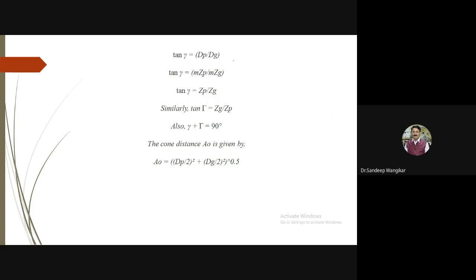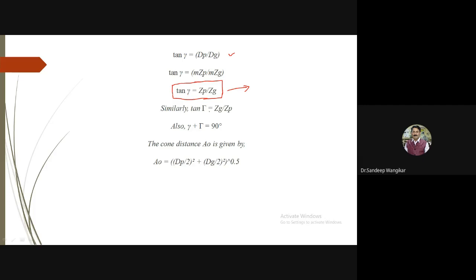Okay, tan of gamma is equal to dp by dg. We have dp equal to mzp and dg equal to mzg. So we can write tan of gamma is equal to mzp by mzg. Then m will cancel and we will arrive at this particular equation: tan of gamma is equal to zp by zg. If the gamma angle is not given and the number of teeth are given, we can calculate gamma by using this relation, tan of gamma is equal to zp by zg, and we can proceed for solving the numerical.